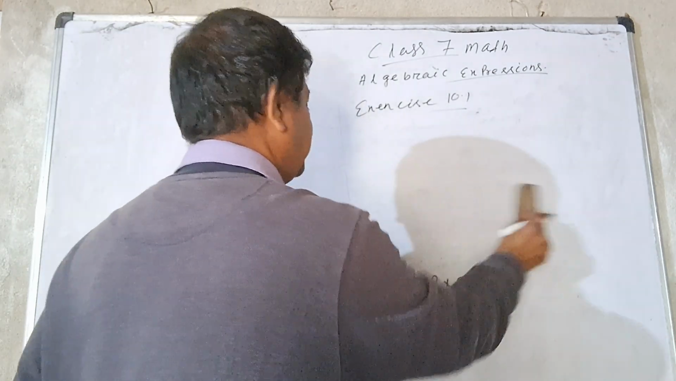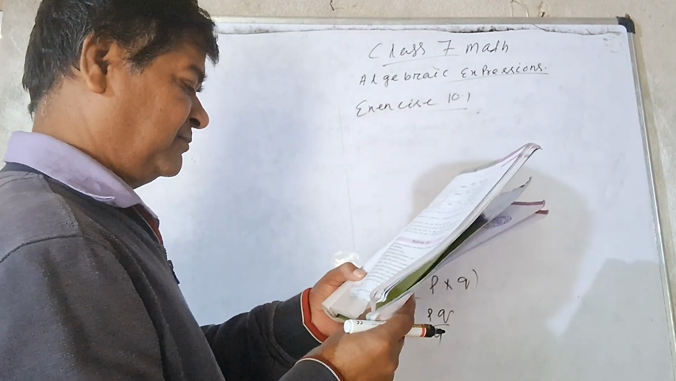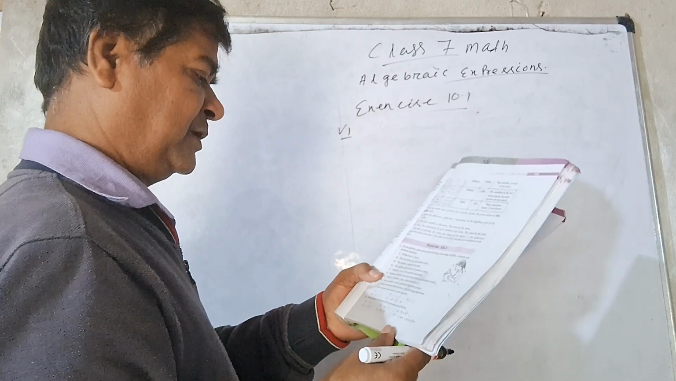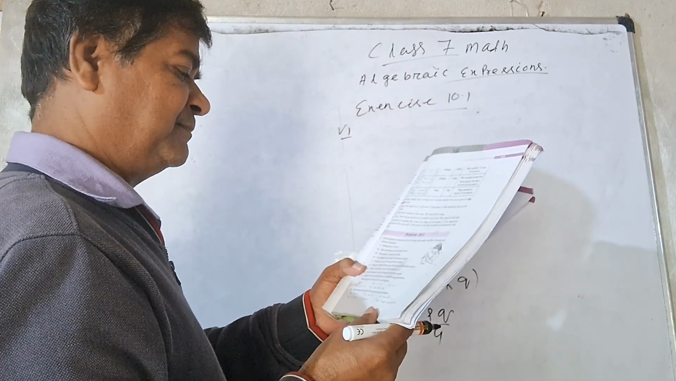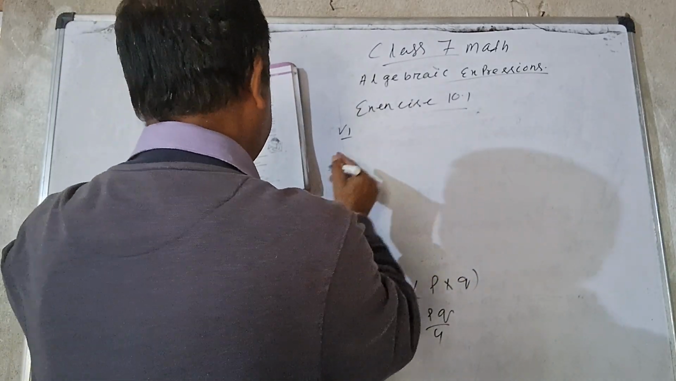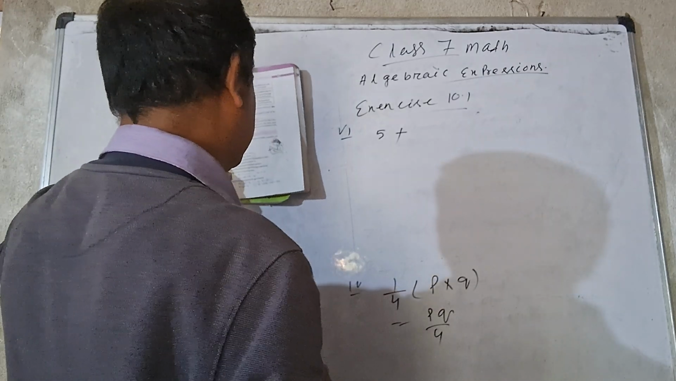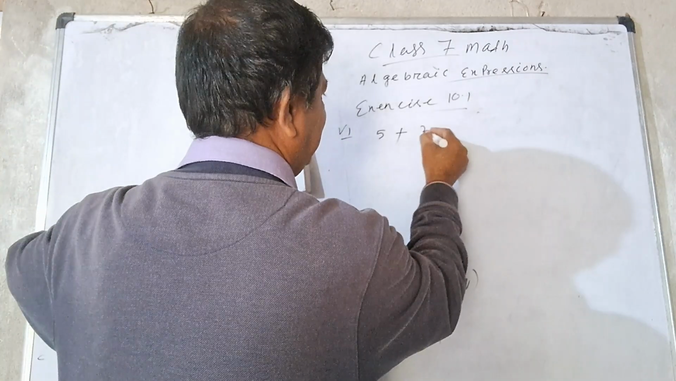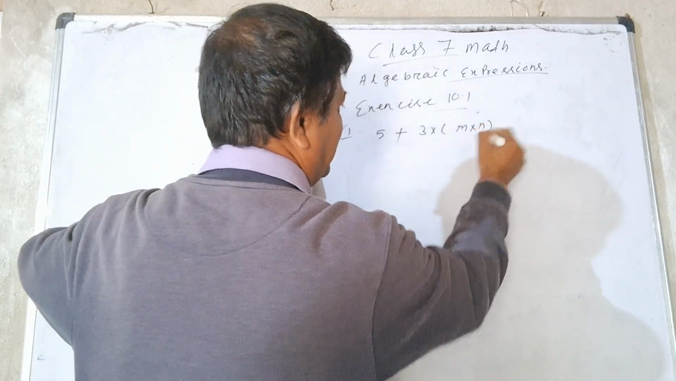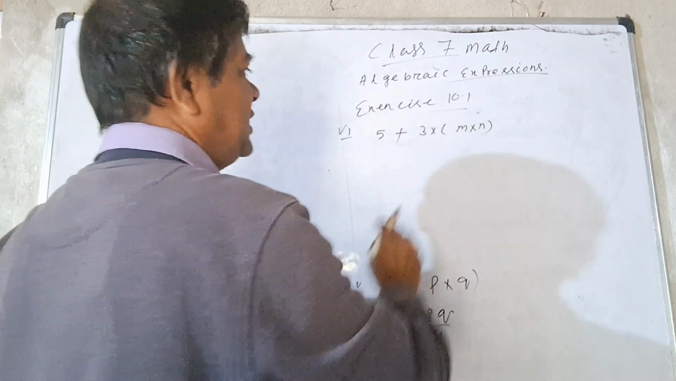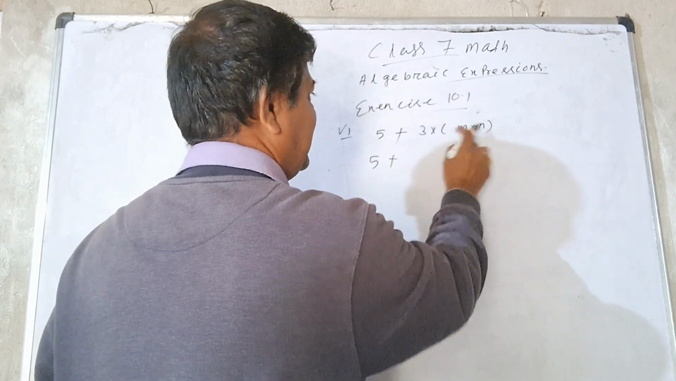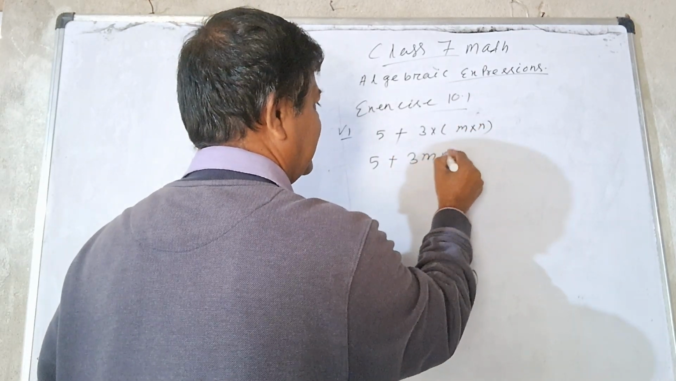Question number 1 is pretty easy. Another question, number vi. Number 5 added to 3 times the product of numbers m and n. Number 5 plus 3 times, which means 3 into the product of m and n. Product of m and n means m into n. So 5 plus 3mn is your answer.